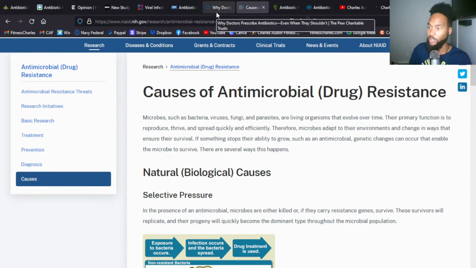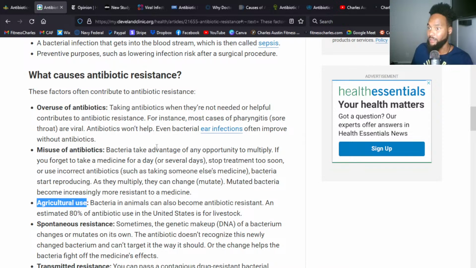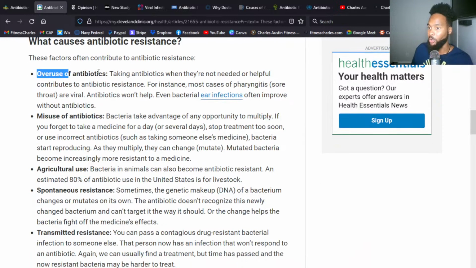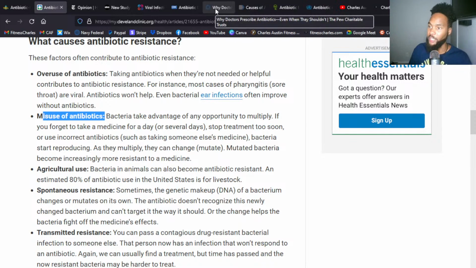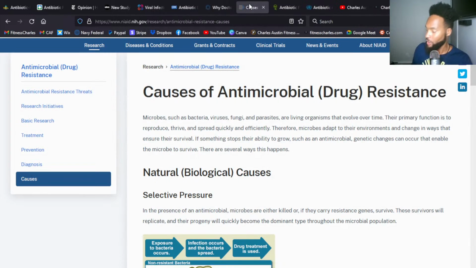Let's go into some more of the causes of how antibiotic resistance happens. Going back to our previous article from Cleveland Clinic, we talked about overuse, overprescription, and misuse, which may mean getting antibiotics too much. We talked about some of the data.